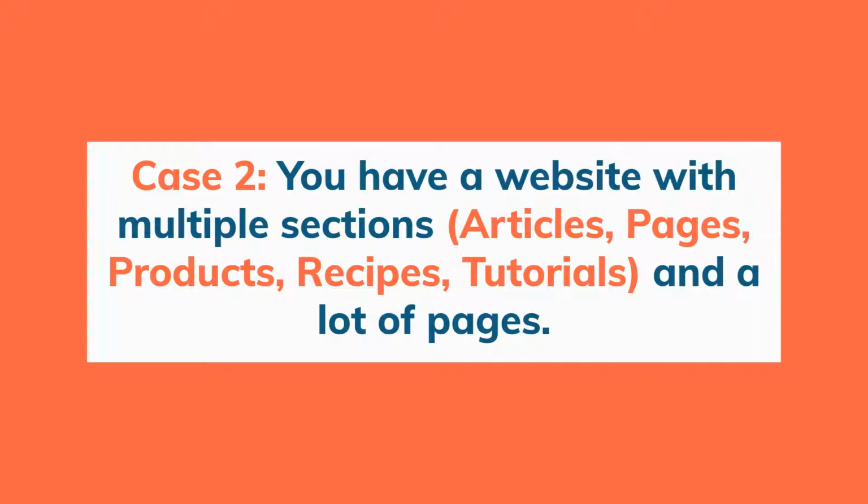In this part of the video, I'm going to show you how you can display the menu items when you have a bigger website with multiple sections. Let's consider a situation where we have multiple sections like articles, pages, products, recipes, and tutorials, and every section contains a lot of different items, a lot of different content files. Now we are going to see how we can display them in the menu bar.